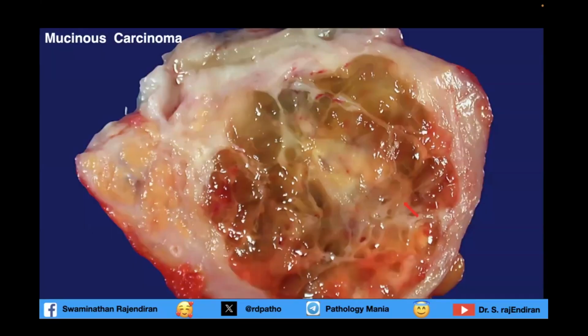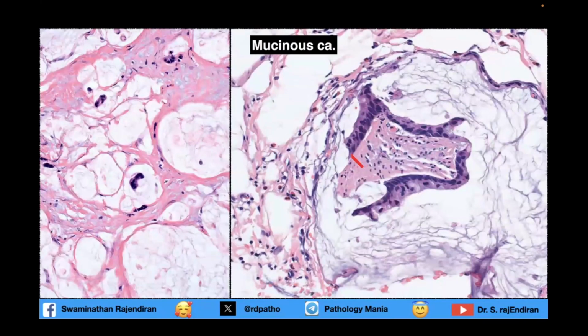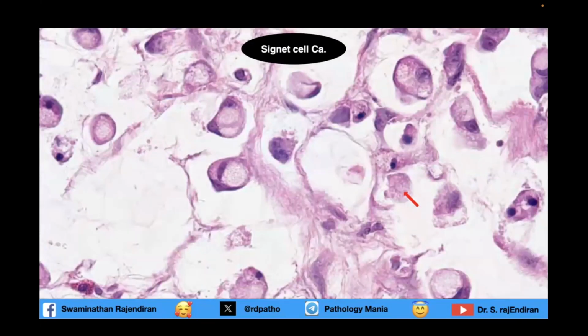Now we are going to see the subtypes, or types, of ductal carcinomas. Here you can see a lot of mucin. So this is a mucinous carcinoma. Pools of mucin, the same thing as in mucinous carcinoma of the breast, but in pancreas, you have to see more than 80%. These are signet cells. So this is a signet cell carcinoma. Again, more than 80% of tumor cells should have signet cell features to call it a signet cell carcinoma.